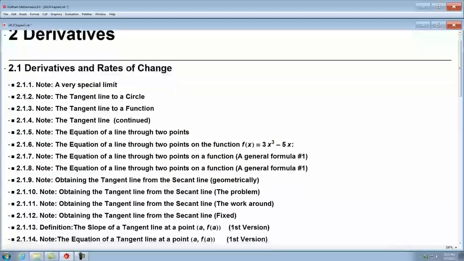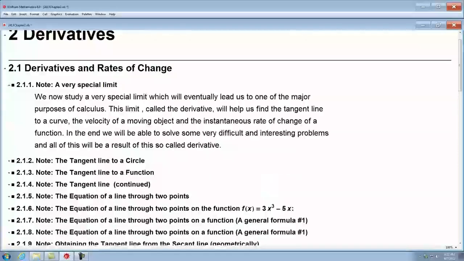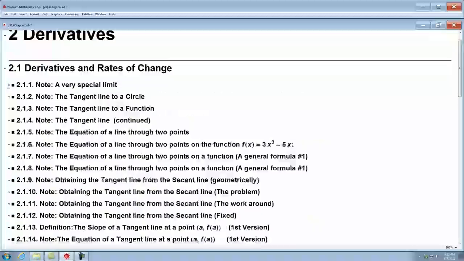All right, so we're going to start out with a note about a very special limit. We're going to be studying a limit that will eventually lead us to one of the major reasons why we take Calculus 1. The limit that we'll be studying is called the derivative. It's going to be able to help us find tangent lines to curves, the velocity of a moving object, the instantaneous rate of change of a function. And by the end of the section, we'll be solving some pretty difficult problems.